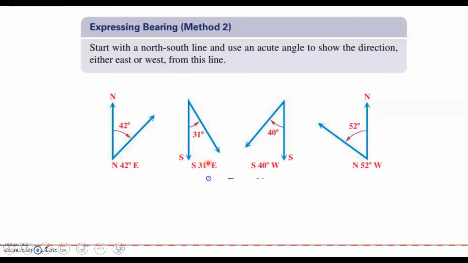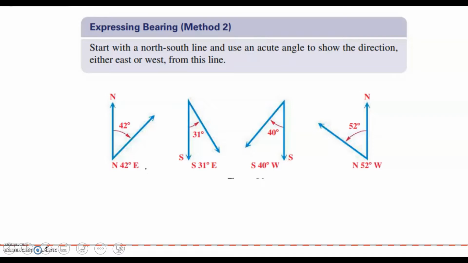So this second one is south 31 degrees east. So you start with the south line and you measure 31 degrees to the east. This third one is south 40 degrees west. So you start south, and you go 40 degrees to the west, and that's where you create your second line. And then the last one is north 52 degrees west. You start at the north line, and you measure 52 degrees in the west direction. So the first method you always go clockwise, but with this second method you go either east or west based on what the measurement tells you.